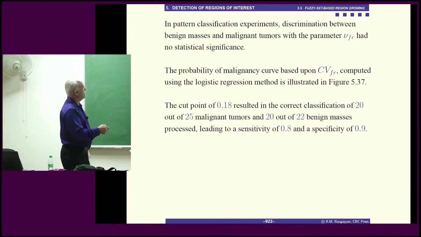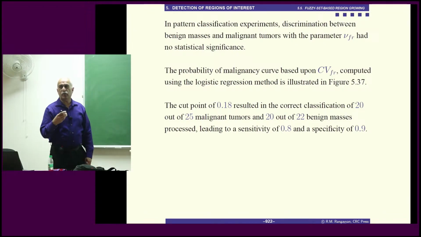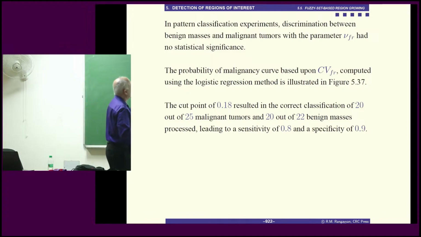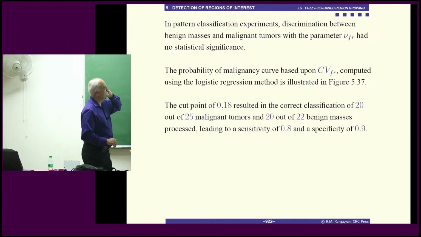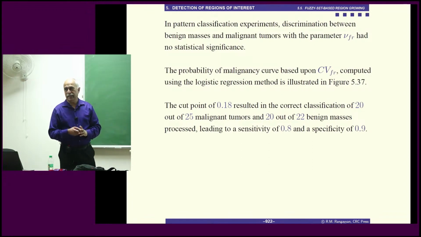So we computed the probability of malignancy based upon the coefficient of variation, that is sigma over mu, of the pixels in the fuzzy ribbon. So we put a cut point of 0.8, and 20 of the 25 malignant tumors and 20 of the 22 benign masses gave correct classification.